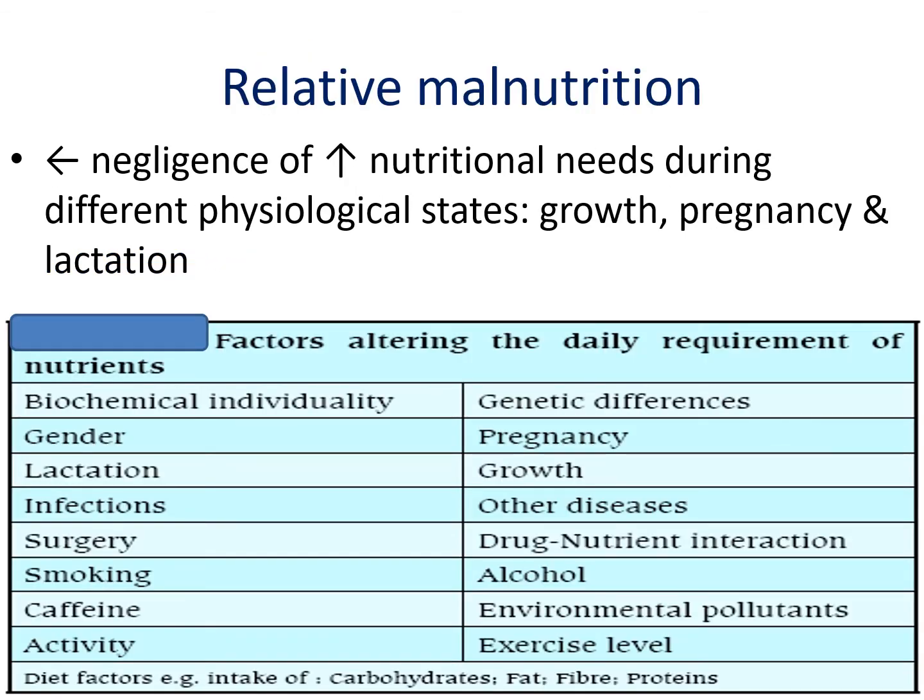Relative malnutrition is due to negligence of increased nutritional needs during different physiological states such as growth, pregnancy, and lactation. Factors altering the dietary requirement of nutrients are biochemical individuality, gender, lactation, infection, surgery, smoking, caffeine, activity, genetic differences, pregnancy, growth, other disease, drug-nutrient interaction, alcohol, environmental pollutants, and exercise level.